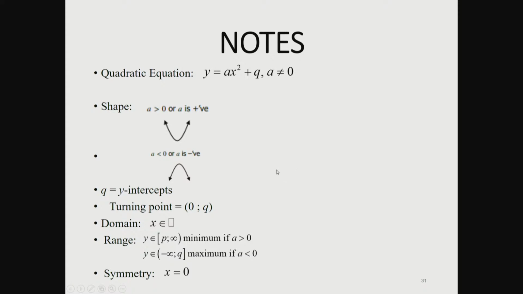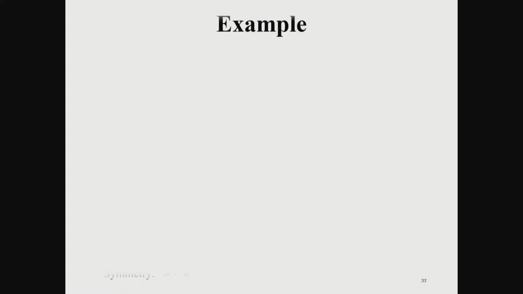Right, now, please make sure that you understand these notes. We are going to do some examples now so that at least we know what is expected from us. The first thing that we need to do is to sketch the graph. We are given f of x equals x squared minus 4. The question is to sketch this graph.